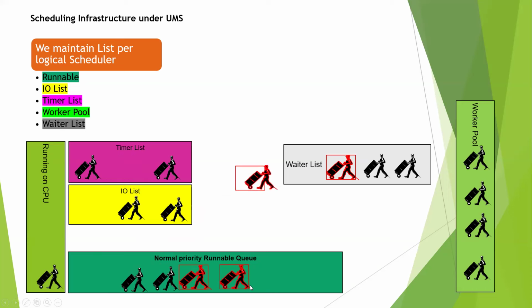Next one is the timer. The same thing: it will be at the end of the runnable queue, and the waited list also will go to the end of the runnable queue and wait for its turn to execute on the CPU. So these are all the queues that we have.